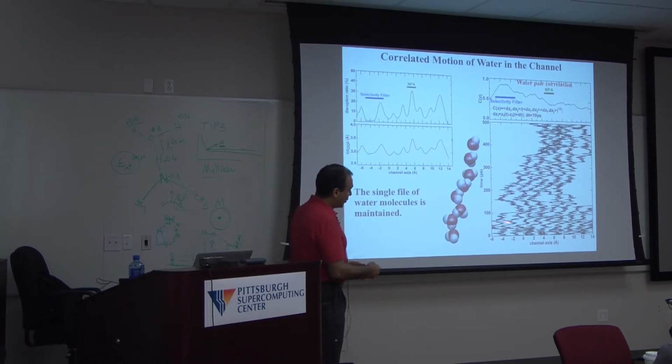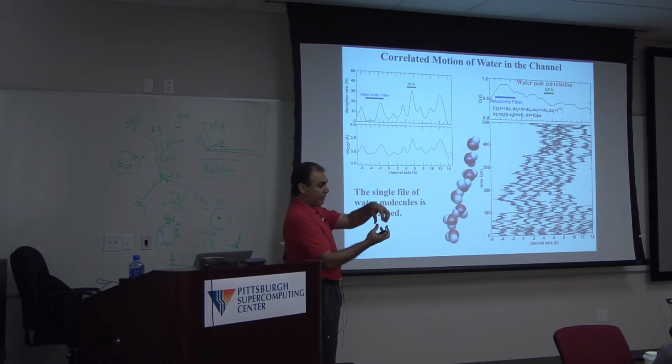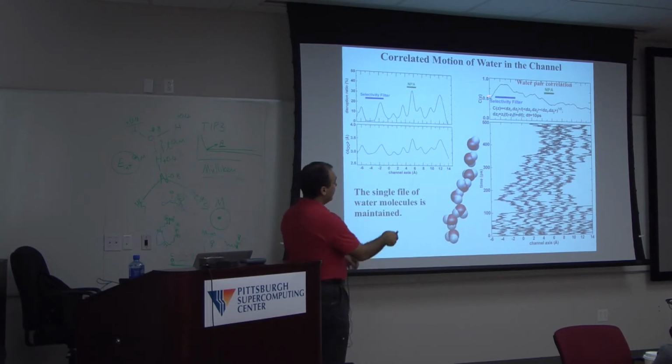You can look at the trajectory and see there is a highly correlated motion of all these 5 to 7 water molecules inside the pore. This is time. This is the position along the z-axis. We looked at the correlation. We have a high correlation actually in the selectivity filter, where we have a strict single file, 2 water moves together. In other regions, the channel becomes a little wider. You can even have exchange of water molecules between each other, so the correlation goes down.